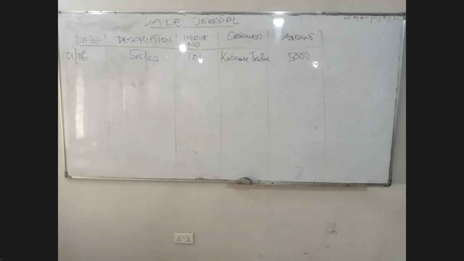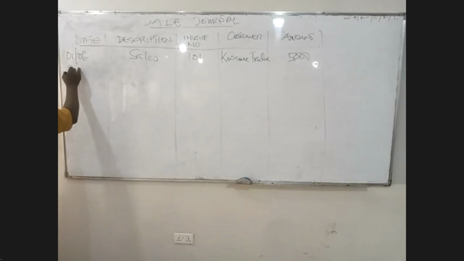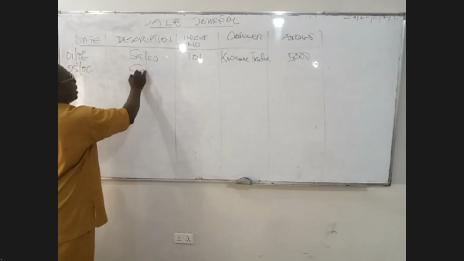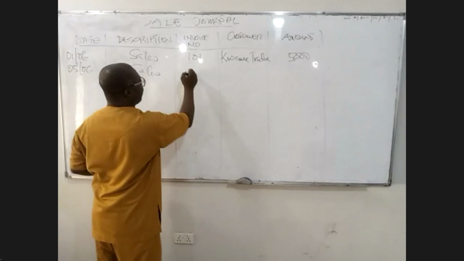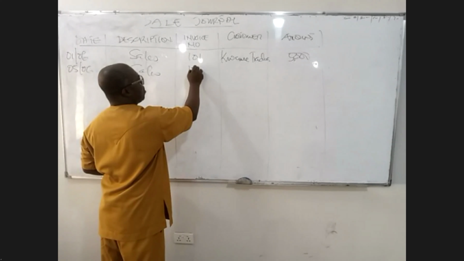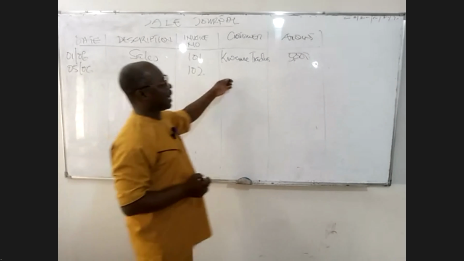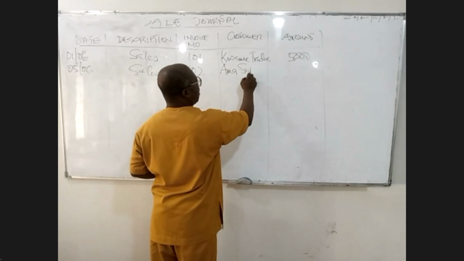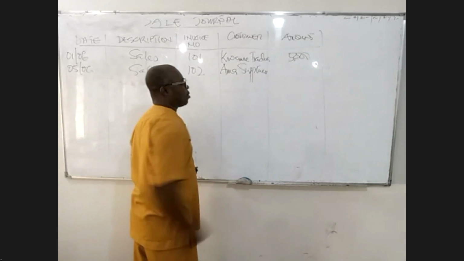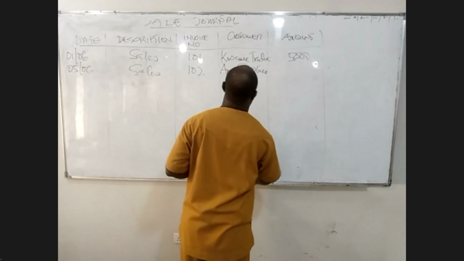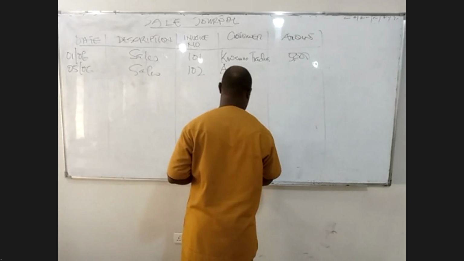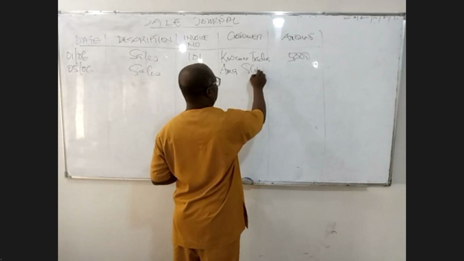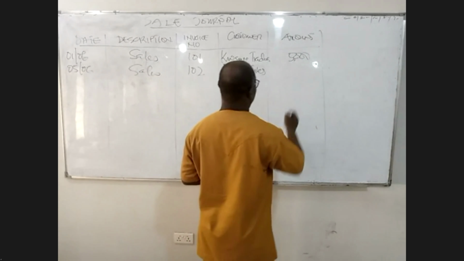Number two, quickly, purchase. Then some goods, will it come here? Now, that is on the 5th of June. Again, it is what? Sales. What's the invoice number? 102. What's the name of the client? Is it suppliers or stores? Stores. How much is it?